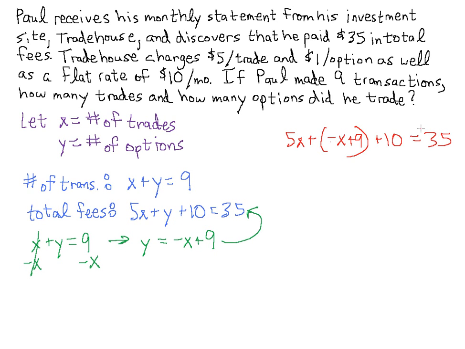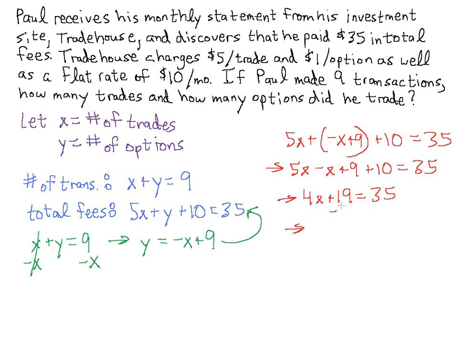All right, so now we have one equation in terms of one variable, and we can actually solve this to get the value of that variable. So let's go ahead and do that. We have 5x minus x plus 9 plus 10 equals 35. Now we can combine some like terms. 5x minus 1x is 4x. 9 plus 10 is 19. We still have 35 on the other side.